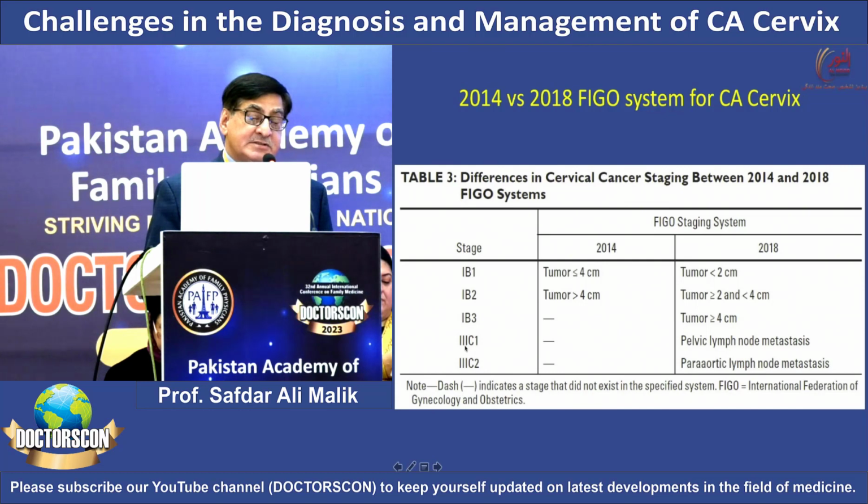Similarly, stage 3 C1 and C2 involve both the pelvic lymph nodes and the para-aortic lymph nodes. But now, if it is limited to the pelvic lymph nodes, that's a 3C1. And if it involves para-aortic lymph nodes, that is 3C2. That's why I always say, once the patient comes to you even with simple abdominal lymph node pathology, we should look for two things, very, very important.